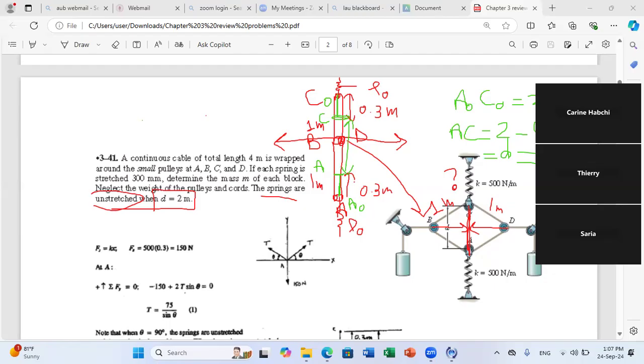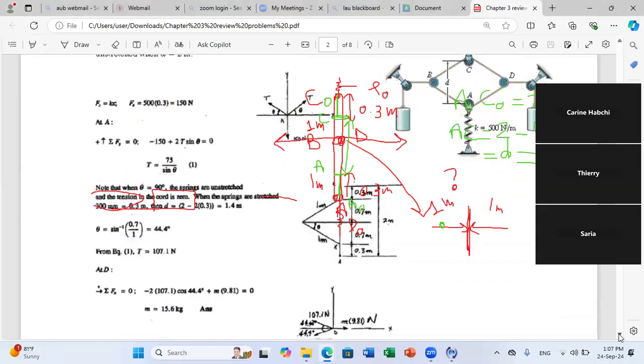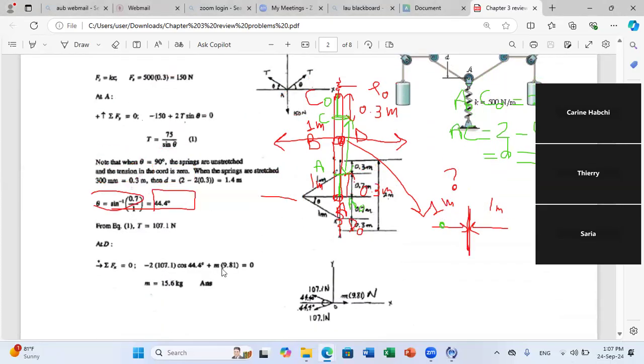And why do you need D? Because without D, you cannot calculate the angle. So you need D to find your angle. Clear? We did the sum of forces at D. You see the correction. Why did we do the sum of forces in X first, not in Y?